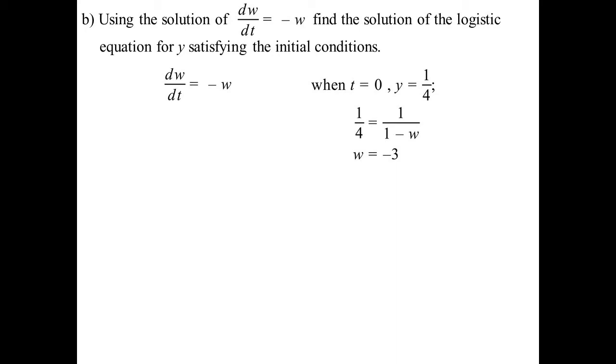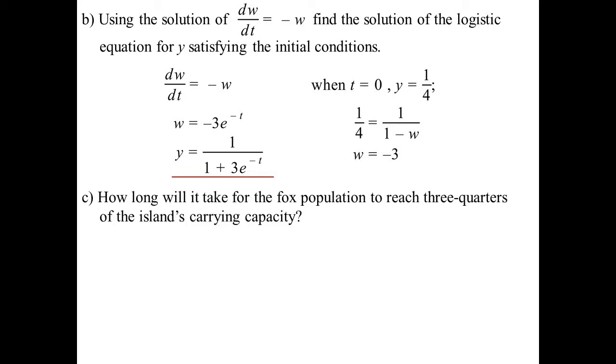Okay. So we have this equation to solve, but we know the solution to that because that's our basic growth and decay one. Remember, that's just A e to the minus kt. So I'll end up with the initial minus 3, e to the power of minus t. Voila! There's our answer, because remember we said y is equal to 1 on 1 minus w. So now I just substitute that in. There it is.